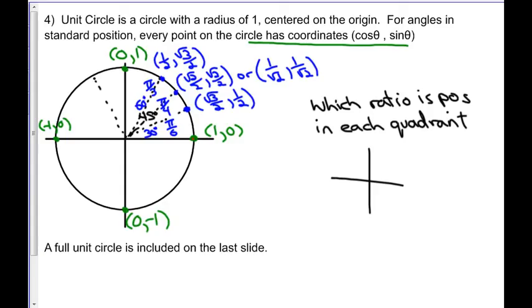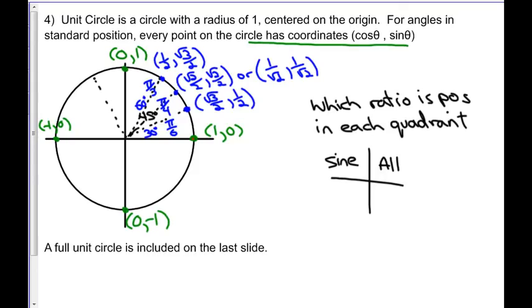Because both the x and y values are positive in that first quadrant, both sine and cosine will be positive. And so will tangent. In the second quadrant, the x values turn negative. So that means cosine turns negative, and it also means tangent turns negative, because tangent's just going to be your y value divided by your x. So the only one that remains positive in the second quadrant is sine.